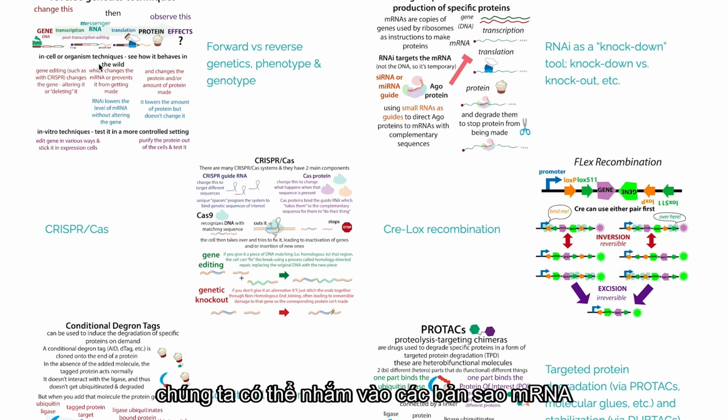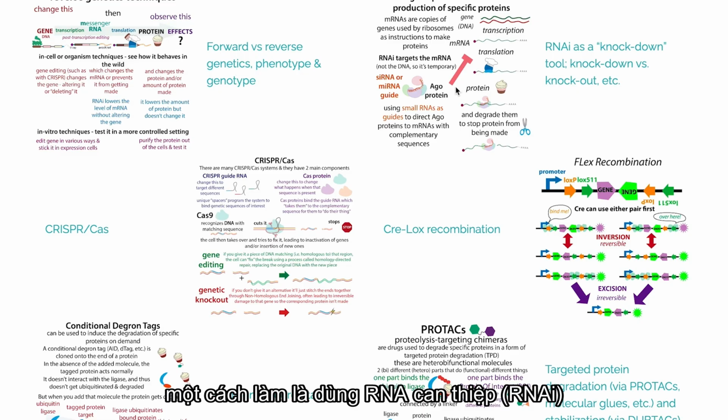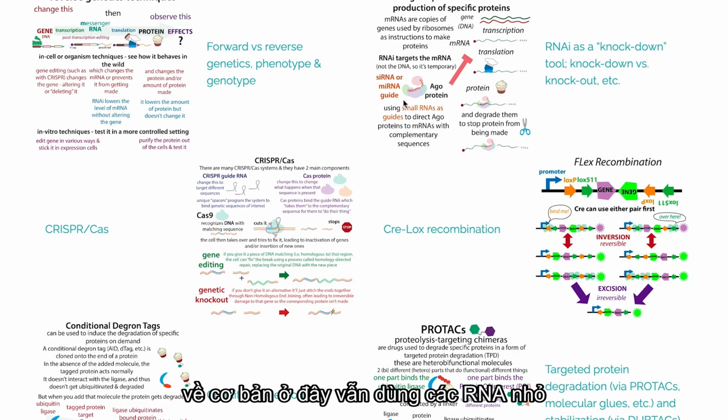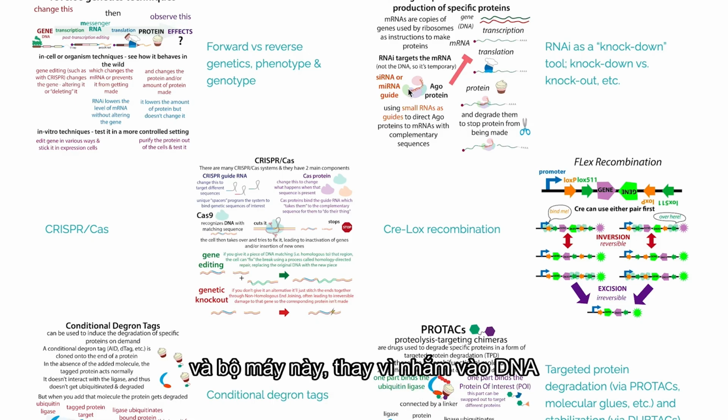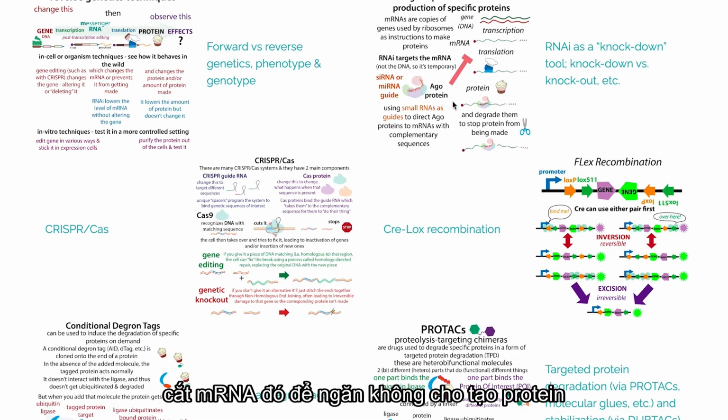If we just want to do things temporarily, what we can do is, instead of targeting the DNA, we can target the messenger RNA copies. A way that we can do this is using RNA interference or RNAi. Basically here we're still using small RNAs, we're using these RNA guides, but we're using it to target different machinery. And this machinery, instead of targeting the DNA, is going to target the messenger RNA, and it's going to slice that messenger RNA to keep it from getting made.